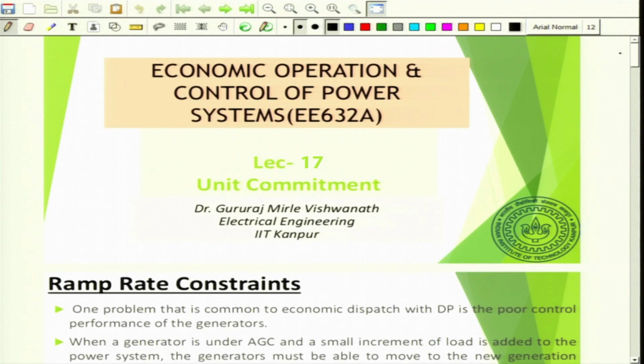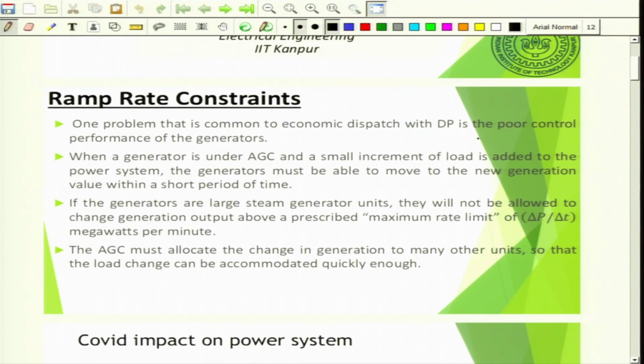In today's class, we will discuss an important topic which is unit commitment. So before we move on to unit commitment, I will just give you an idea about a very important constraint which is called the ramp rate constraint.